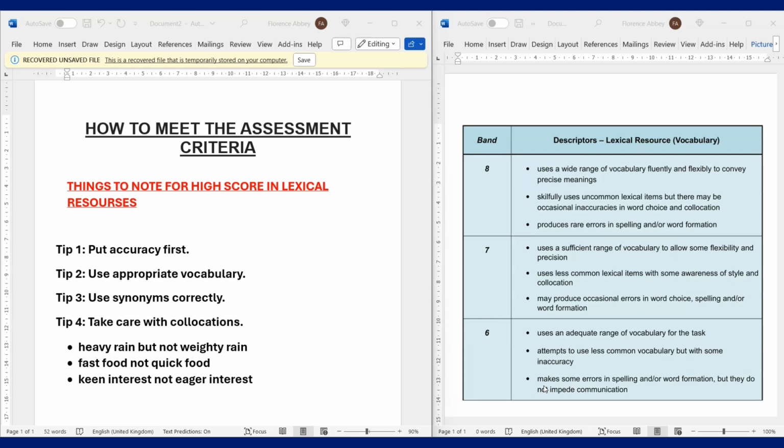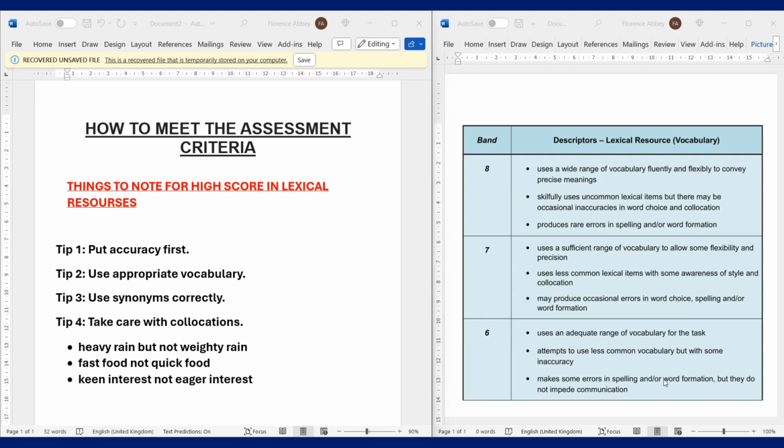The person will also make some errors in spelling and word formation, but they do not impede communication. So the person might have some errors in spelling while trying to use some vocabularies. He might spell them wrongly, but if you figure it out, you might see that it's not actually affecting the way the person is talking. You might get it. So you might get a band 6 if you do that. So make sure that you are spelling correctly and you are not making errors in your word formation.